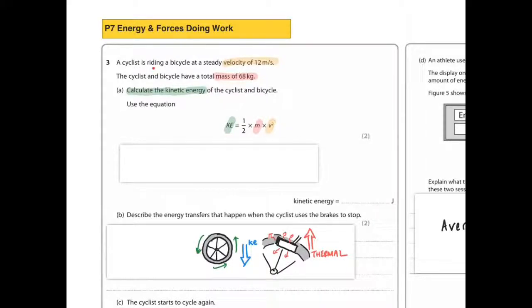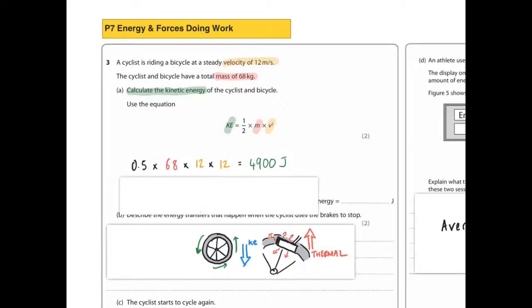A cyclist is riding a bicycle at a steady velocity of 12 meters per second. The cyclist and bicycle have a total mass of 68 kilograms. Calculate the kinetic energy of the cyclist and bicycle. Use the equation KE equals half times mass times velocity squared. So, very easy question for 2 marks.